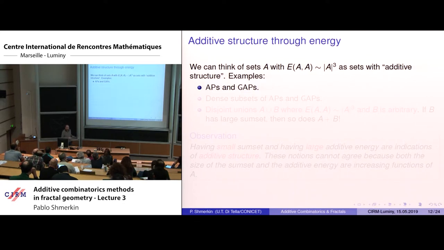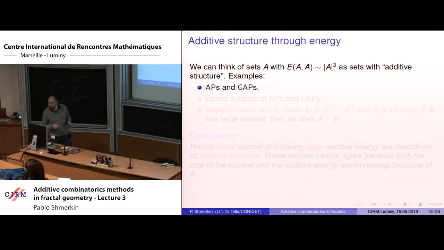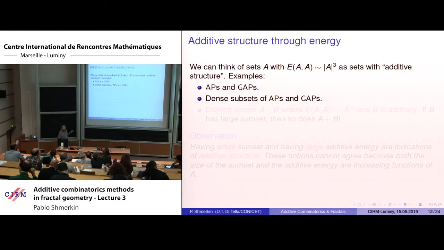Okay, so some examples of sets which have structure from this other point of view, which I will explain is not the previous point of view, of having very large additive energy. Well, first, arithmetic progressions and generalized arithmetic progressions have very large additive energy because there are many coincidences when you sum. You can check that this is true. So these examples have small sumset and large additive energy, and if you take a dense subset, this is still true. So far, it is the same as before.